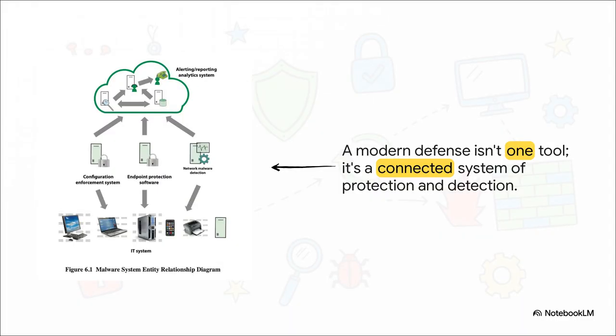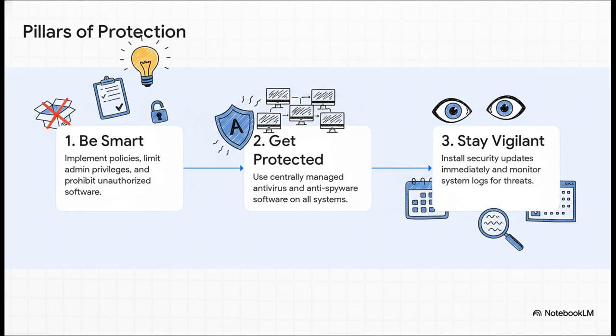You can't just buy one piece of software and call it a day. A real, modern defense is a whole system. It's about layers. You have protection on your actual devices, you have systems watching the network for suspicious traffic, and you have analytics pulling it all together to spot patterns. Everything has to work together. So how do we build this layered system?